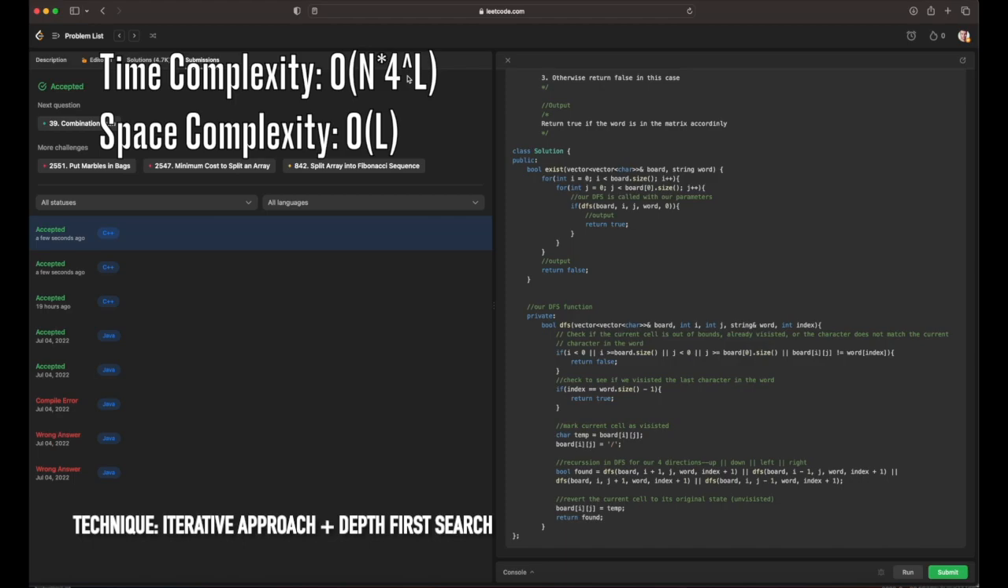Meanwhile, the space complexity that we have for the following is going to be O of L, where L represents the length of the word that needs to be matched inside of our given array. We are using a data structure, namely an algorithm in this case, depth first search, which utilizes a stack to keep track of every single element that we have visited, and L represents the length of the word, so the space complexity would be O of L. So yes, this was Word Search.